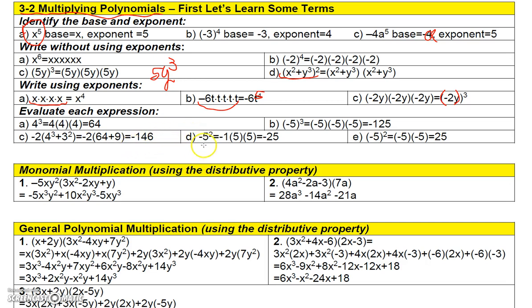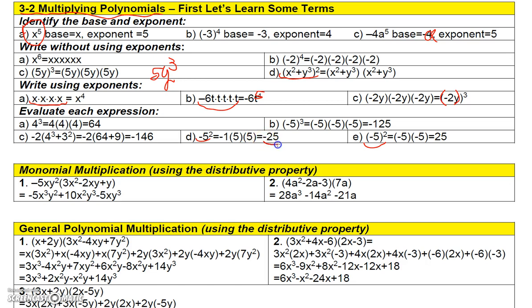Now, perform those multiplications, and you get 6x cubed here. 3x squared times minus 3 is minus 9x squared. 4x times 2x is 8x squared. 4x times minus 3 is minus 12x. And minus 6 times 2x is minus 12x. And minus 6 times minus 3 is 18.